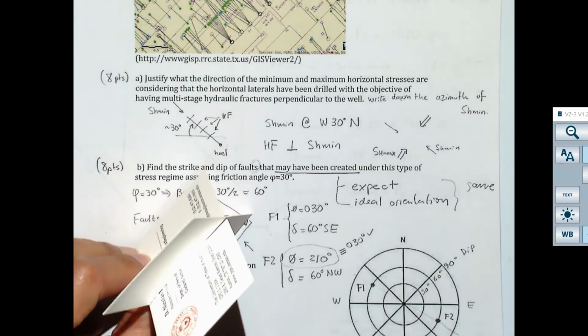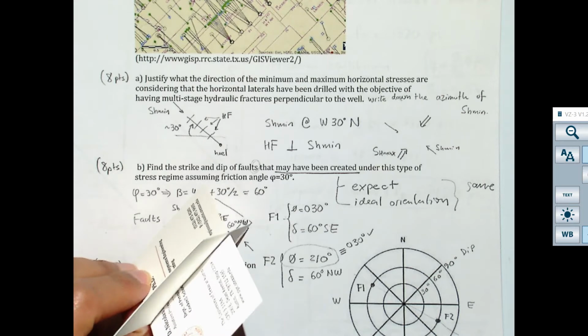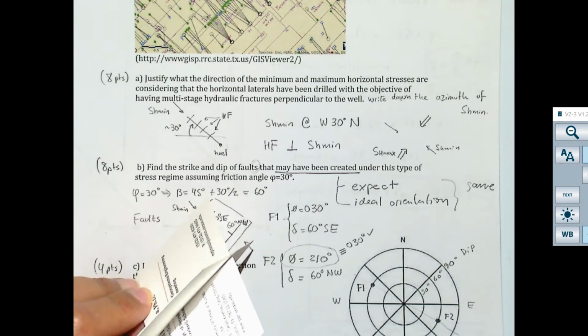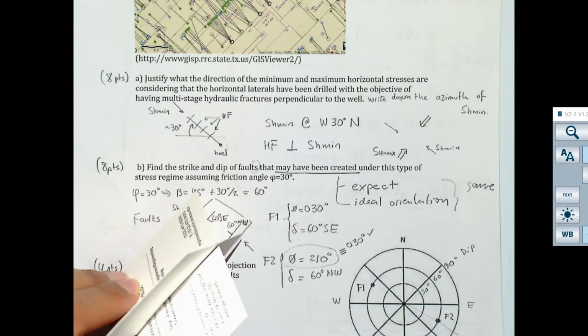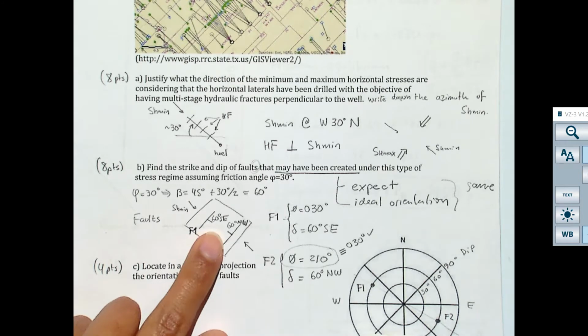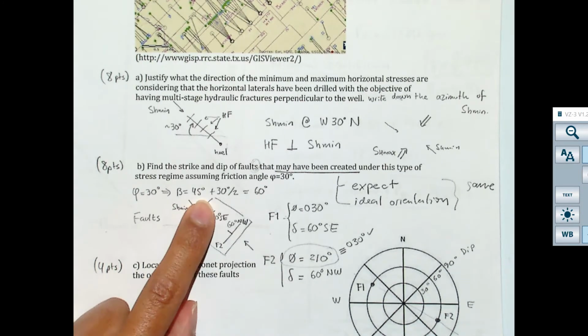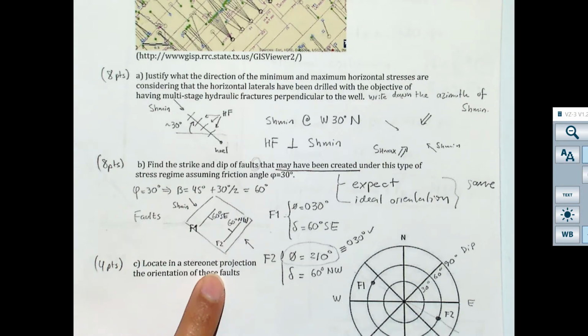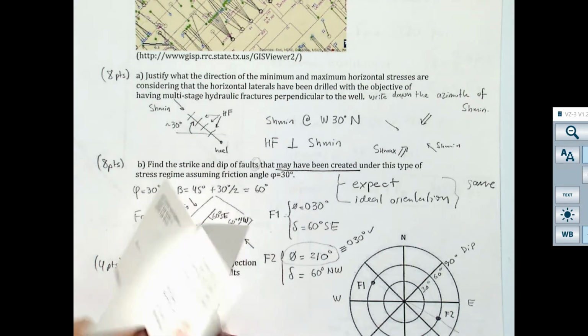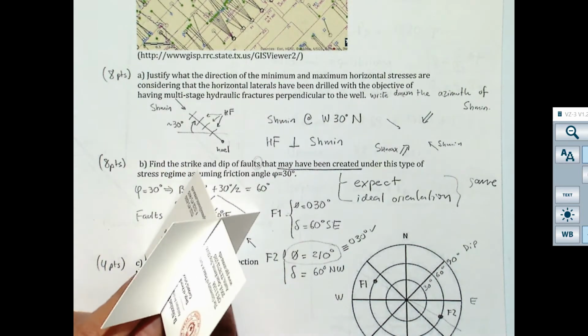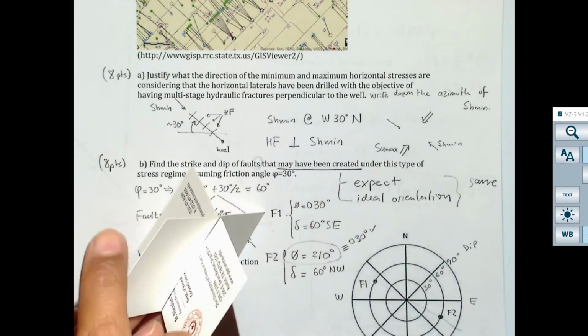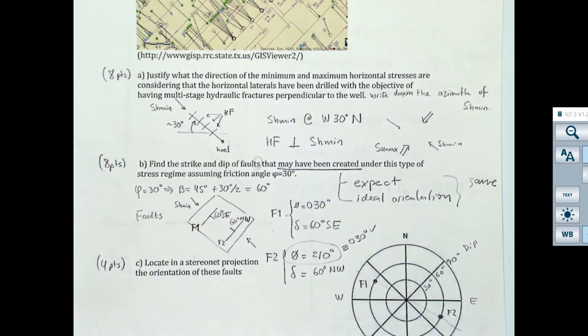I don't like to enforce rules, okay? But if that makes your life easier, you may want to go ahead and remember that. In normal faulting, the dip is going to be directly the angle beta. 60 degrees, that's what you see. 60 degrees, either dipping to the northwest, which is this one, or to the southeast, which is that one.